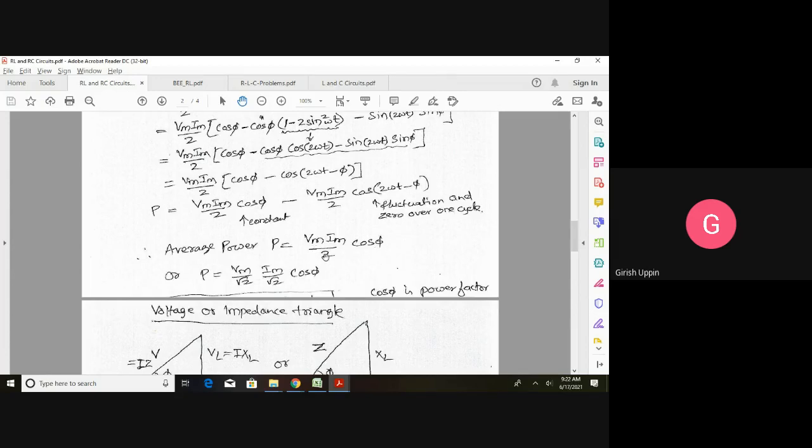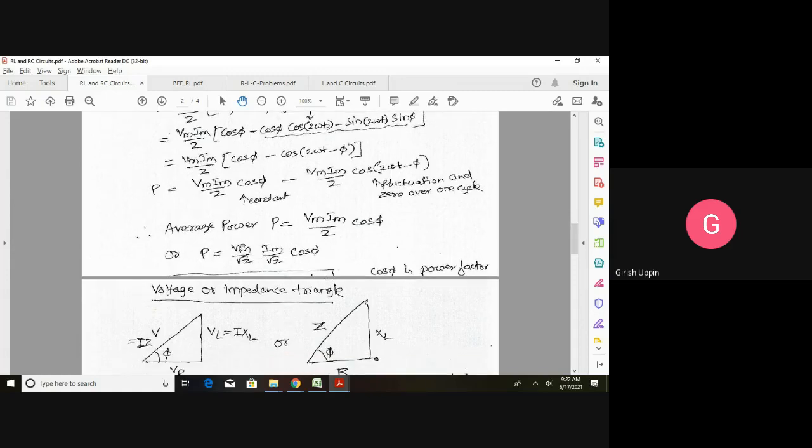And this 2 can be written as root 2 into root 2. Therefore, P is equal to what? Vm by root 2 into Im by root 2 into cos phi. Therefore, this part is cut here. This is nothing but capital V, the RMS value of the voltage. This is the RMS value of the current. So power can be represented as P is equal to V into I into cos phi.